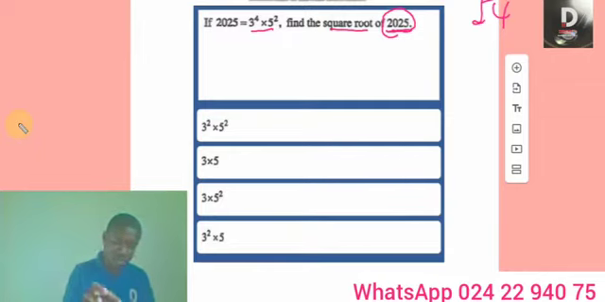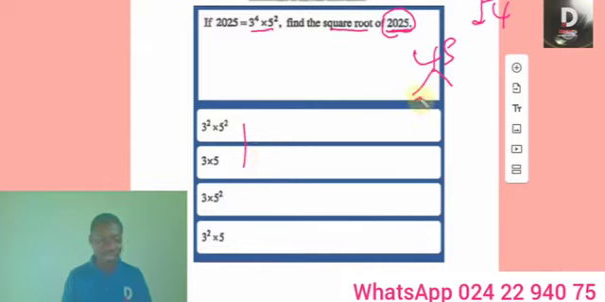So square root of 2025 is 45. But look at the answer. The answers are what? Prime factors. So I divide. We have done 45 before. Do you remember? We got 3 squared times 5. Do you remember that? That's what we have. So recall. Good. So this will be the answer. But let's see. Show working.